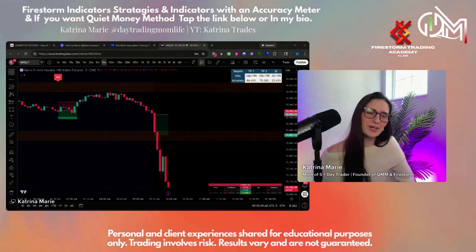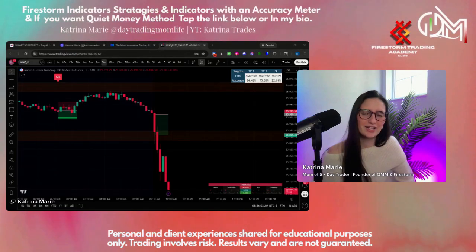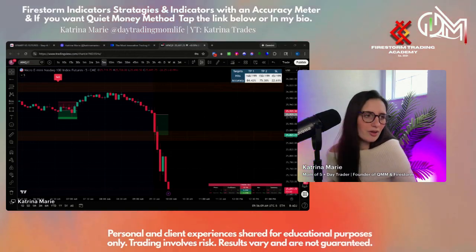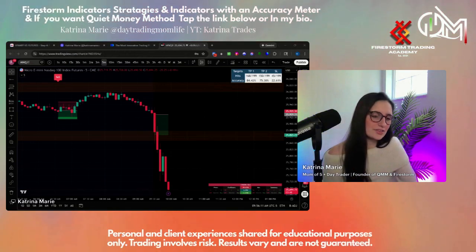Yep. I explain it inside of the Quiet Money Method. It's not complicated. It's just super complicated to explain on here. And I'm not going to log into all my accounts right now, but that is basically what I teach.